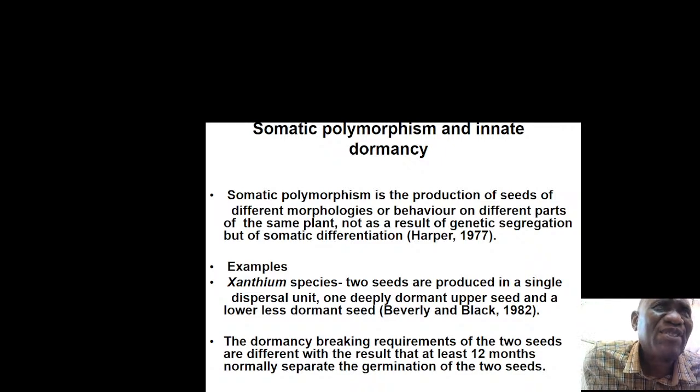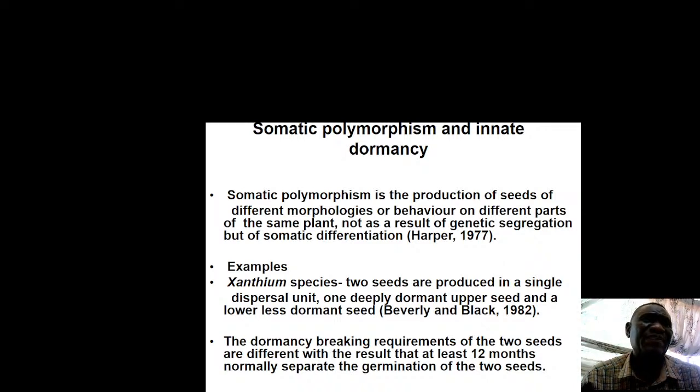Again, we have Xanthium species, which can have two seeds produced on the single dispersal unit. One is deeply dormant, which is the upper seed, and the other one can easily germinate, which is the lower seed. So the dormancy breaking requirements of the two seeds are different, with the result that at least 12 months normally separate the germination of the two seeds. So this is one of their survival mechanisms.